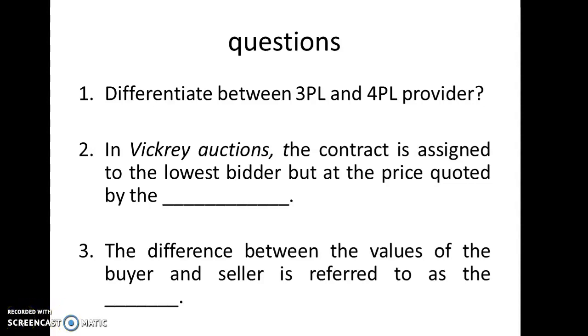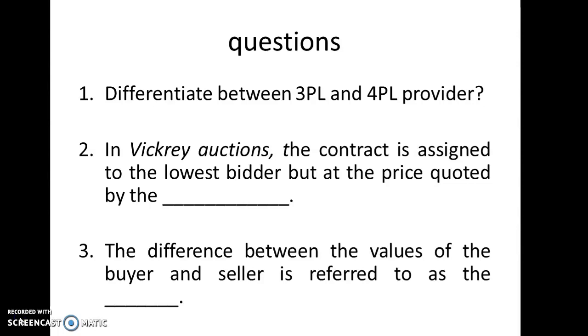The first question is: differentiate between third party logistics and fourth party logistics provider, 3PL and 4PL provider. The third party logistics provider focuses on any one or more functions of supply chain management like transportation, warehousing, or information. But the fourth party logistics provider targets the management of the entire process in supply chain management.